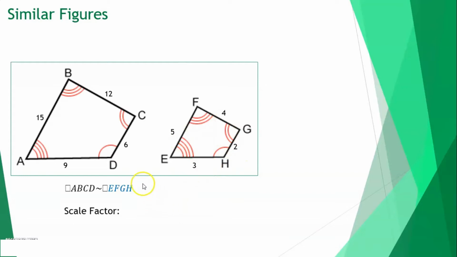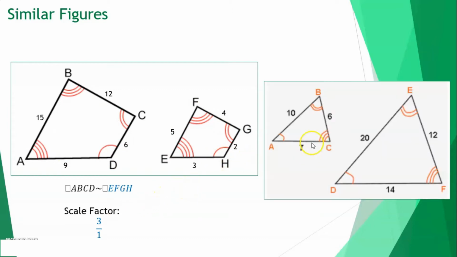So in this case, the scale factor of the sides is 3/1, meaning the sides of the bigger quadrilateral are divided by 3 in order to get the side measurements of the smaller quadrilateral. Another example, we have here triangle ABC. It is similar to triangle DEF.